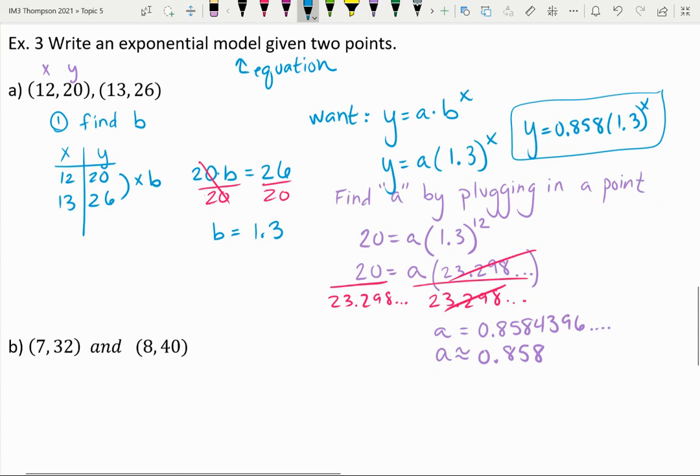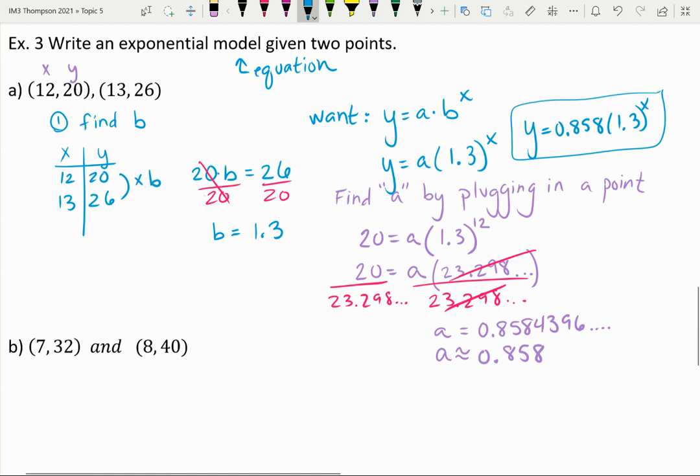I'm going to go over my process again and explain it again, and then I'll give you a few minutes to try the next problem. So the first thing I set out to do was find B. I like to make a little table and ask myself, okay, B is my common ratio. The previous y times what gives me the next y? So you can just do 26 divided by 20, or I could do 20 times B is 26 and solve this little equation. I get 1.3 for B.